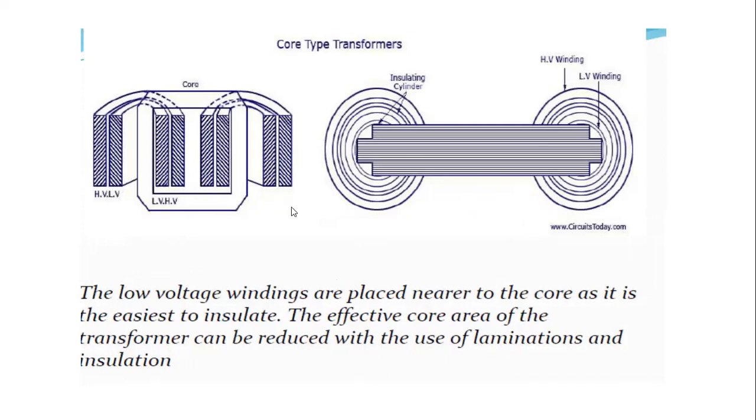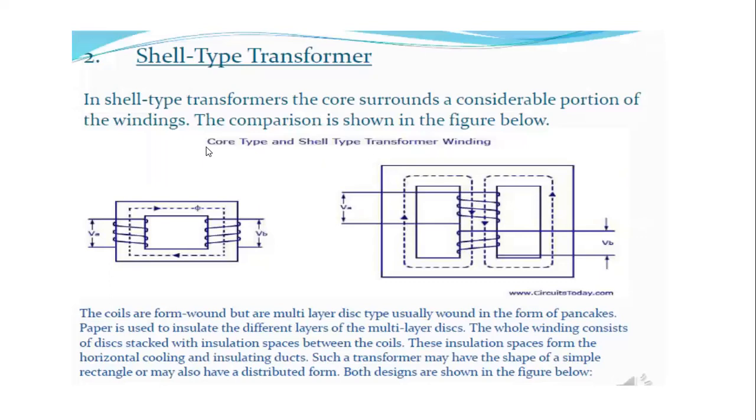LV and the HV. Next, coming to the shell type transformer. The core surrounds a considerable portion of the winding. This is the shell type transformer and this is the core type transformer. When we observe both figures, in the core type transformer, on one side we connect the primary winding and on the other side we connect the secondary winding.